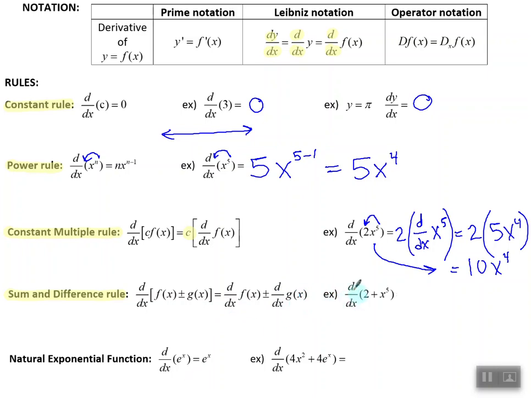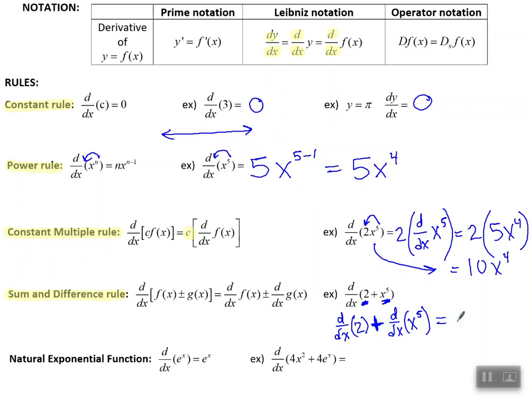For example, the derivative with respect to x of 2 plus x to the fifth. Notice this one, which I purposely put right below this one, 2 times x to the fifth, looks very similar, but I'm not multiplying the 2 to the x to the fifth like I was up here. I'm adding these. So I'm taking the derivative of 2, and I'm taking the derivative of x to the fifth, and then I'm adding those together. So specifically, I'm doing the derivative with respect to x of 2 plus the derivative with respect to x of x to the fifth. Each derivative one at a time, and then adding them together.